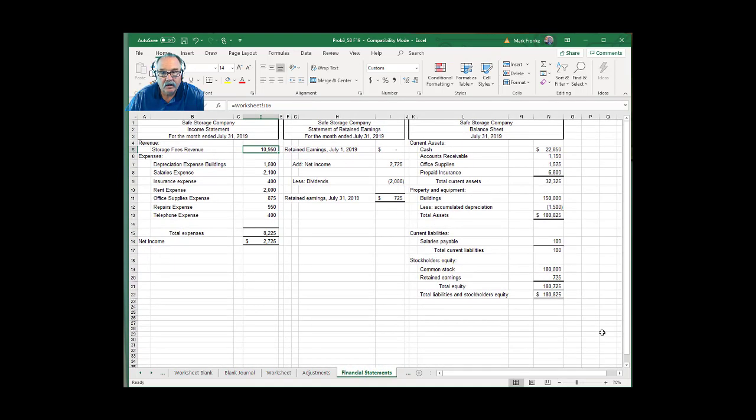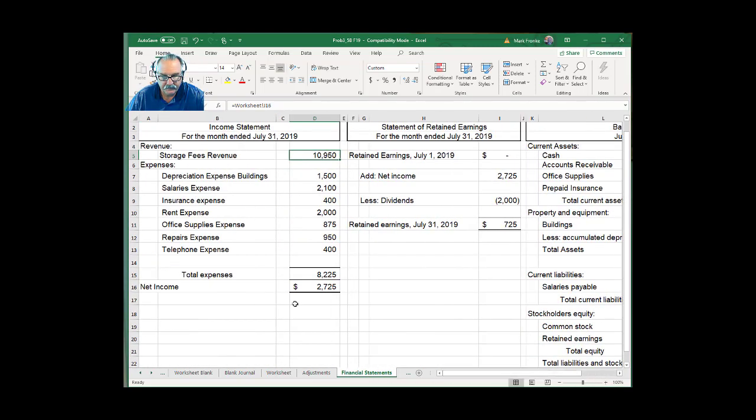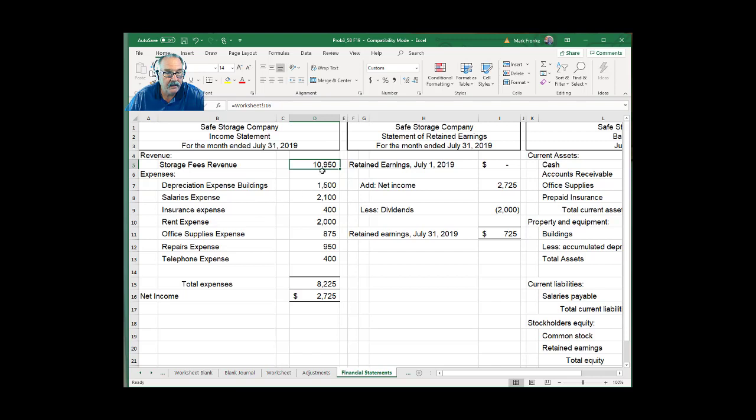So here are the financial statements. The income statement, revenue and expense. We get net income of $27.25. I need to put a dollar sign up there. That's good. That $27.25 carries over to the statement of retained earnings. The statement of retained earnings is a little different than what we did in Accounting 100, but same concept.